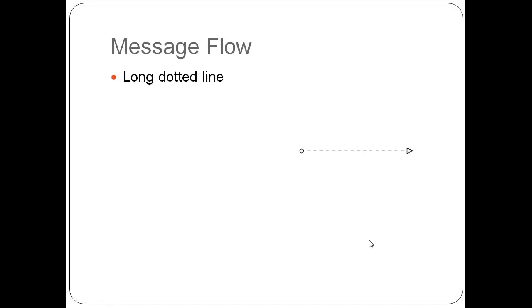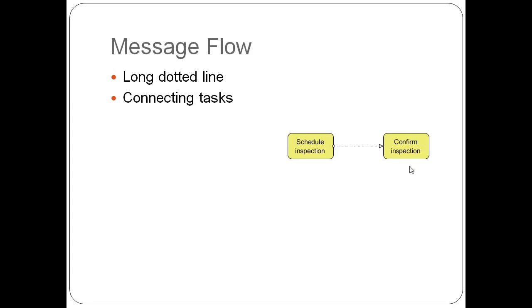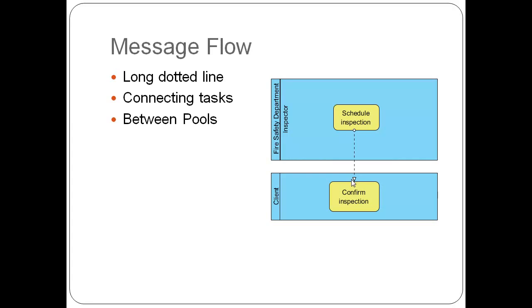And the message flow is very similar to the sequence flow, but it is represented in a long dotted line like this one, also with the arrowhead pointing to the direction. And the message flow is also used to connect the tasks, but it is used to connect between the pools. For example, like this one, the inspector will schedule the inspections under the fire safety department, and then the client will confirm the inspections.